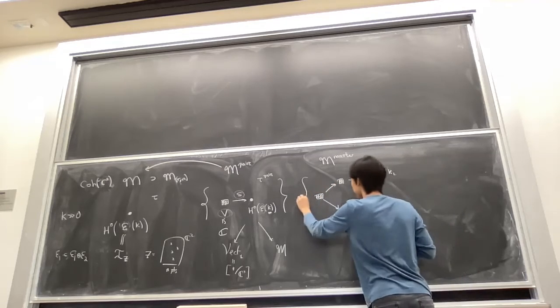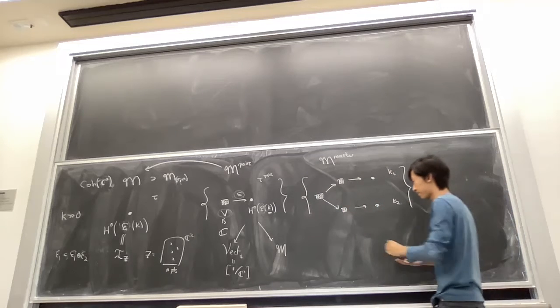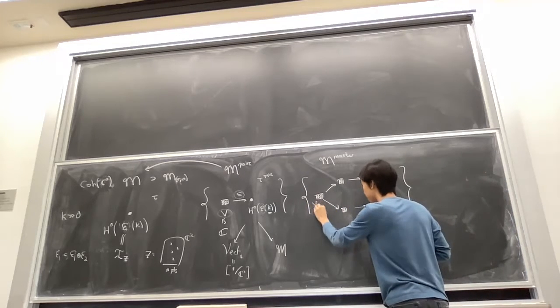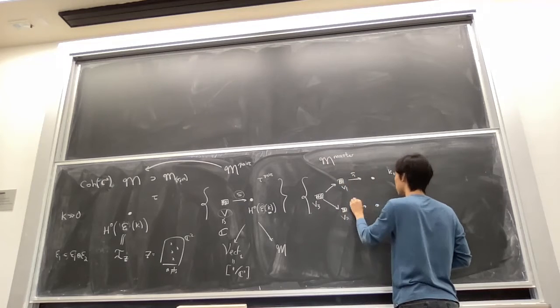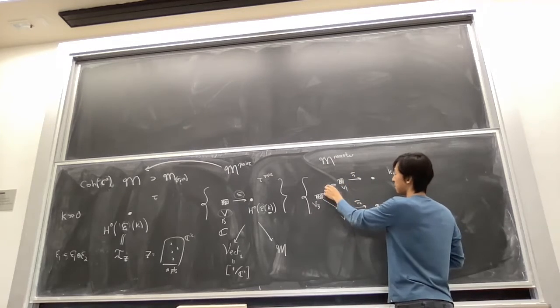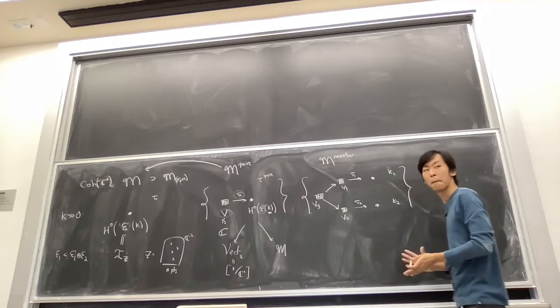So I can always form some kind of stack like this, which has the data of 3 one-dimensional vector spaces, 2 sections, S1 and S2, and some maps here, which may be 0 or maybe isomorphisms.